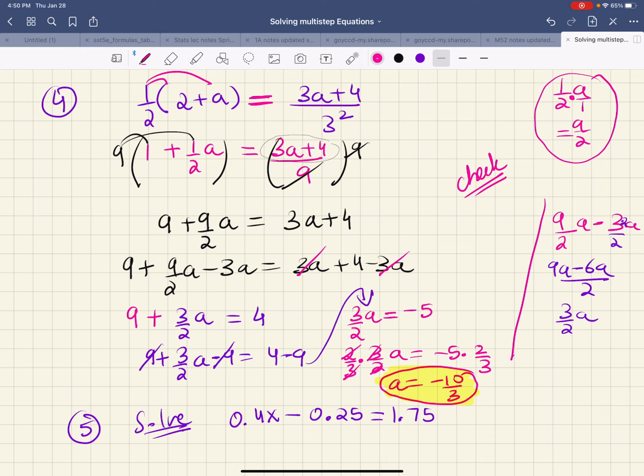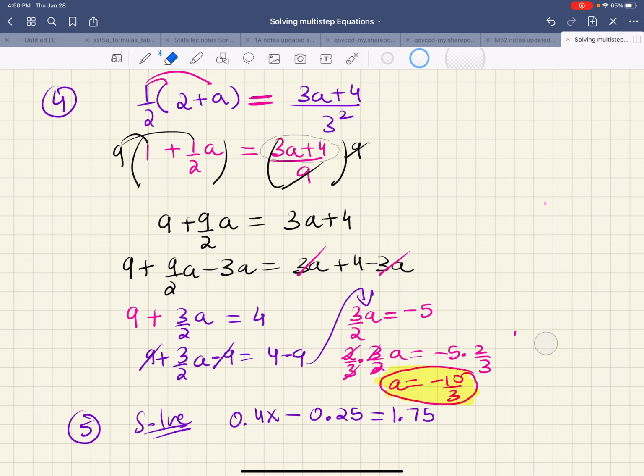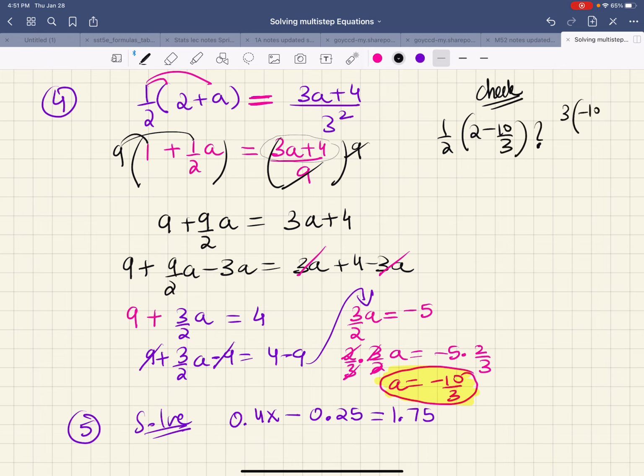So let's quickly do the check work as well to make sure we got the correct answer. I know I got it correct because I did the steps carefully, but it's always nice to check and make sure you didn't mess anything up. And go slow, one step at a time. So I'm going to plug the a as negative 10 thirds. This is my left hand side, and the right hand side, a is negative 10 thirds plus 4 over 3 squared. All right, and I have the question mark in the middle because I don't know if left side and right side are equal. 1/2, 2 take away 10 thirds.